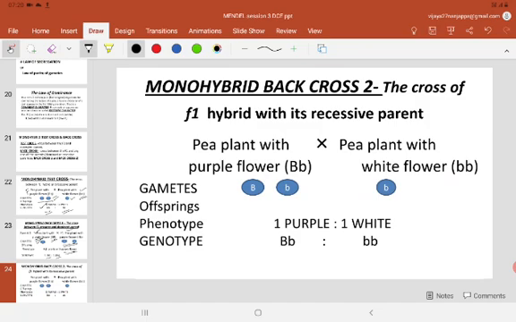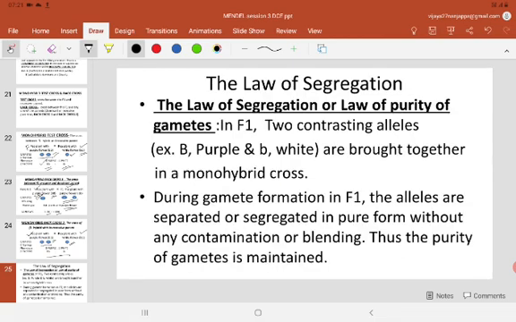Monohybrid backcross is similar to the test cross, where the F1 is crossed with the recessive parent. Here you can make out the genotype of the F1 is capital B small b, because it is heterozygous. They produce two types of gametes, and the pea plant with white flower produces only one type of gametes, because the recessive alleles are present together. Then when the fertilization takes place, it results in 1:1 ratio. One purple is to one white. Genotypes are shown there. This is heterozygous for purple and homozygous for white.